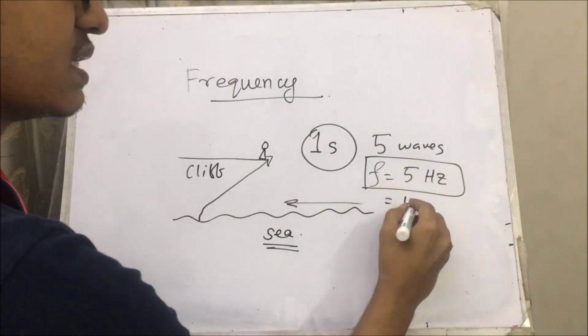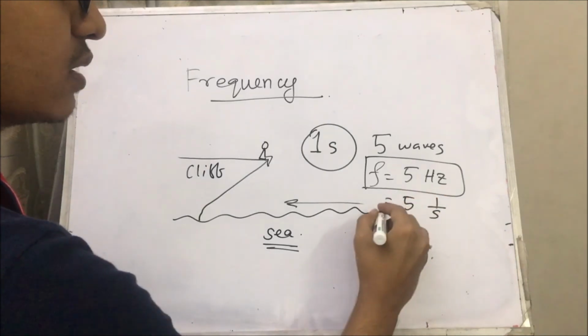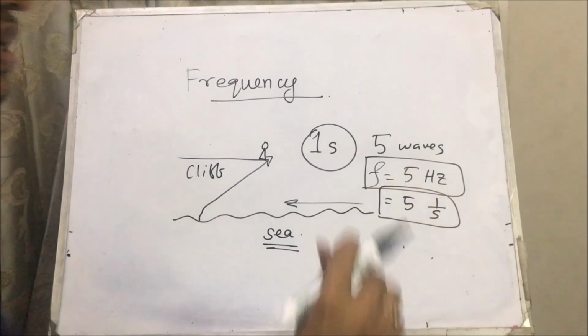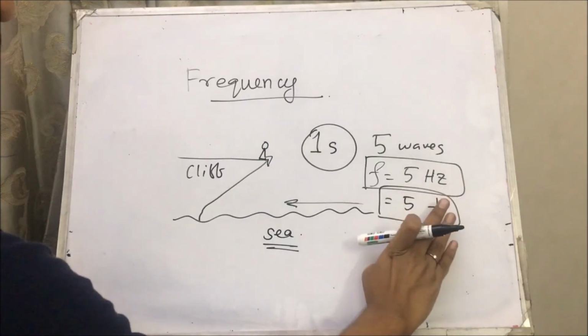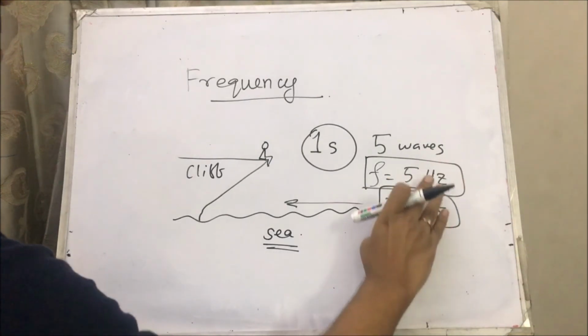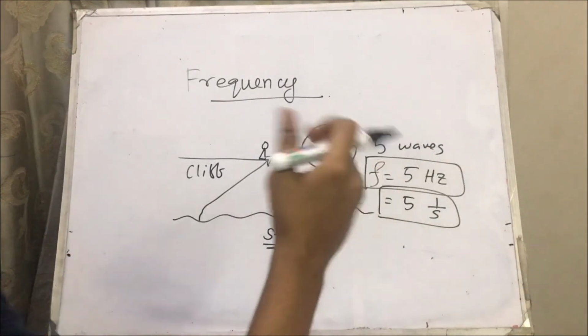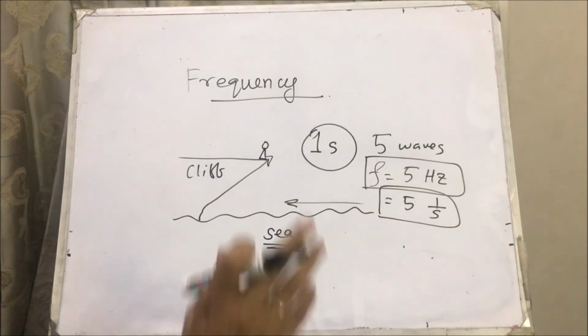This hertz can also be written like this. Hertz means 1 by second. So 5 waves per second. But we don't normally write second, we write hertz. So 5 hertz means 5 waves per second. This is what hertz means.